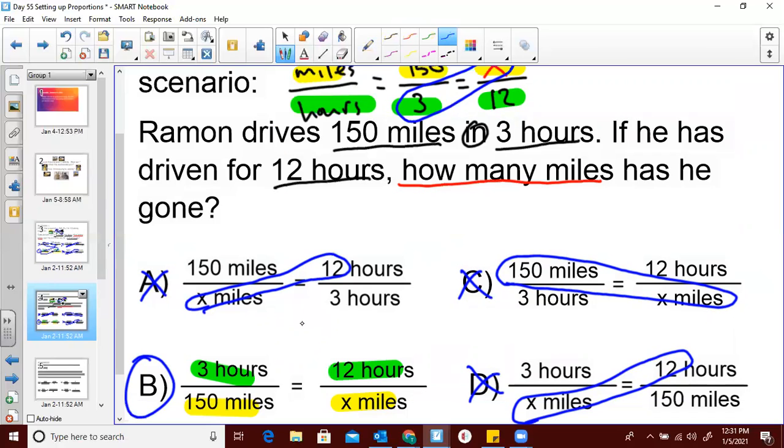Another big thing, the biggest thing, is knowing this X finds its partner, right? And that matches up for us. This trick, this X finding its partner, will work for every proportion.